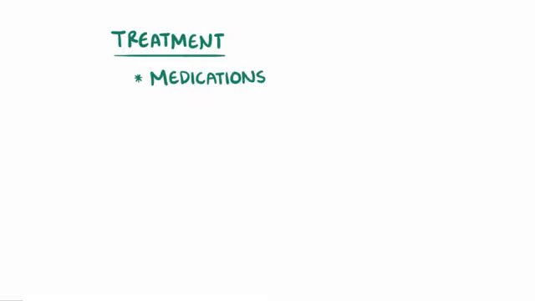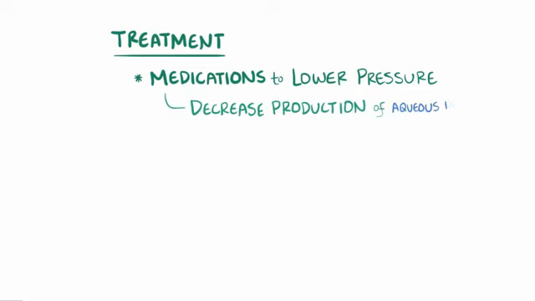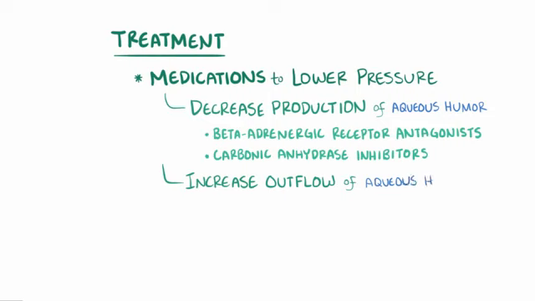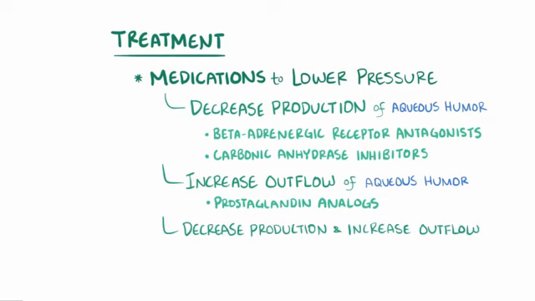Even though glaucoma is not curable, it can be slowed with treatment. If the underlying issue is intraocular hypertension, then it can be managed by taking medications that decrease the pressure in the eye. This can be done in a couple ways. First, by decreasing the production of aqueous humor with medications like beta-adrenergic receptor antagonists and carbonic anhydrase inhibitors. Also, though, you can increase the outflow of aqueous humor by taking prostaglandin analogs. Or finally, some medications both decrease production and increase outflow, like alpha-adrenergic agonists.